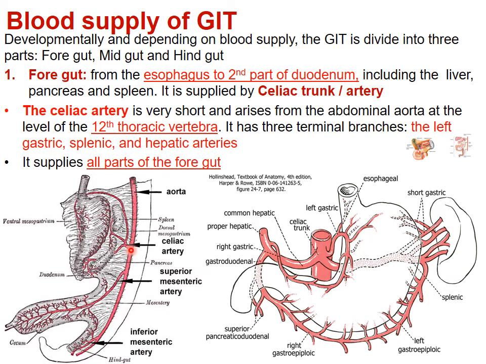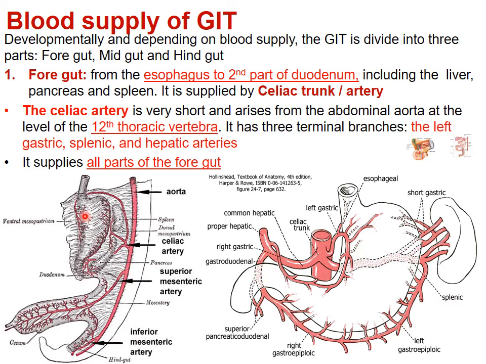If you understand the embryological distribution of the blood vessels, then you can understand the gross anatomical distribution of the arteries. Now here we can say the celiac artery is reserved for the foregut. The superior mesenteric artery is reserved for the midgut. The inferior mesenteric artery is reserved for the hindgut.